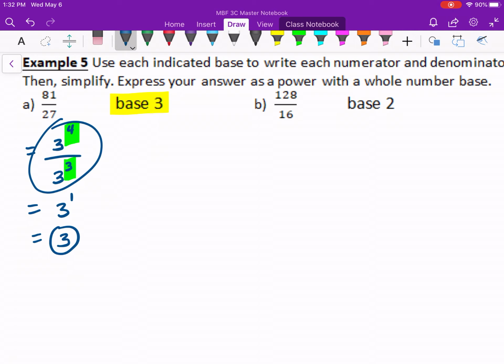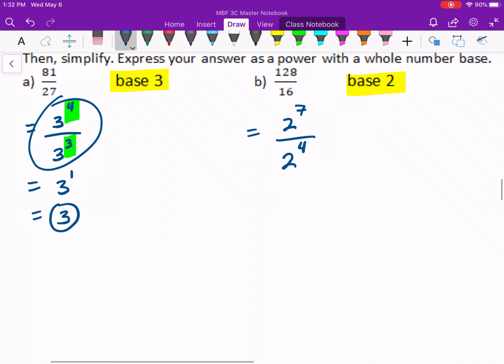For this one, we want a base of 2. So in other words, we're going to rewrite 128 as 2 to the something. We're going to rewrite 16 as 2 to the something. Let's start with 16. That's an easier one. 2 squared is 4. 2 cubed is 8. 2 to the 4 equals 16. If I keep going, exponent 5 would give me 32. 6 would give me 64. 7 would give me 128. I'm doubling it each time as I add 1 to the exponent. So that's the first part.